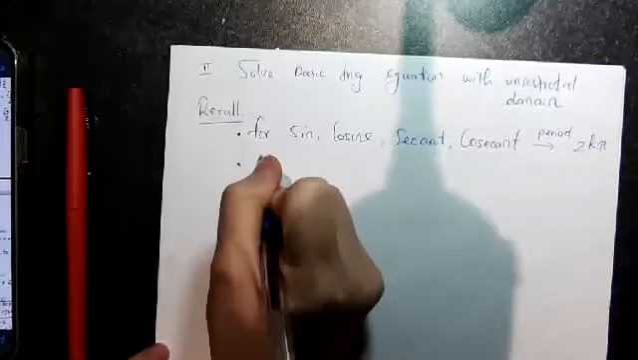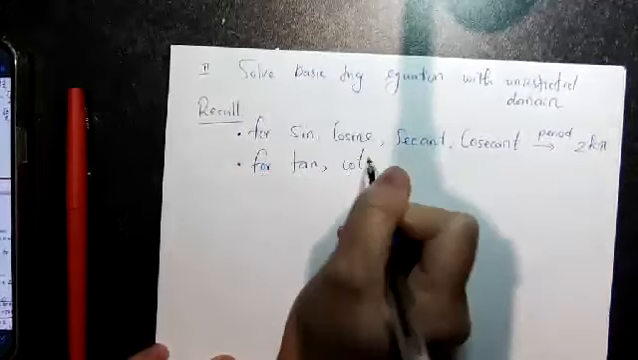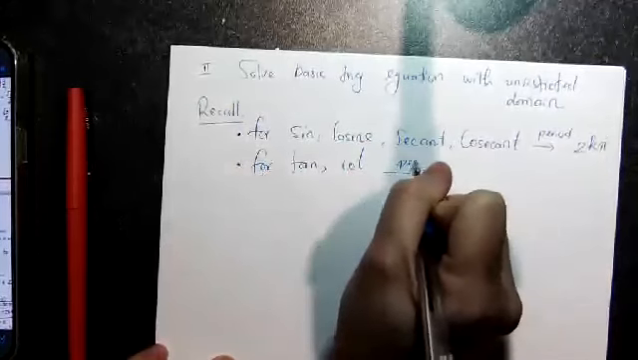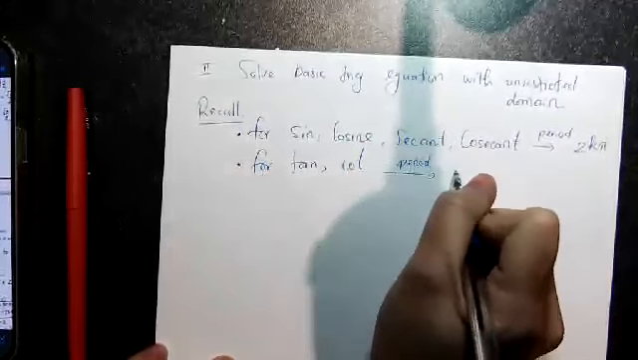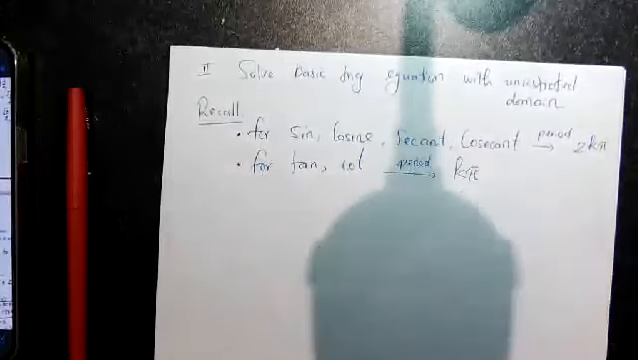And for tangent and cotangent, the period is just k pi. Period is just k pi.